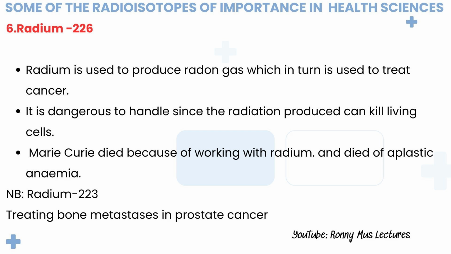And we have a scientist called Marie Curie, who died because of working with radium, and the cause of death was aplastic anemia. Remember, Curie is one of the units that is used in measurement of radioactivity. Then we have radium-223 that is used to treat bone metastasis in prostate cancer.